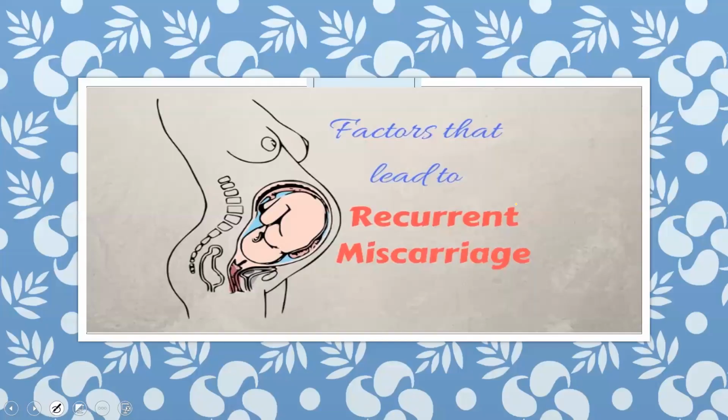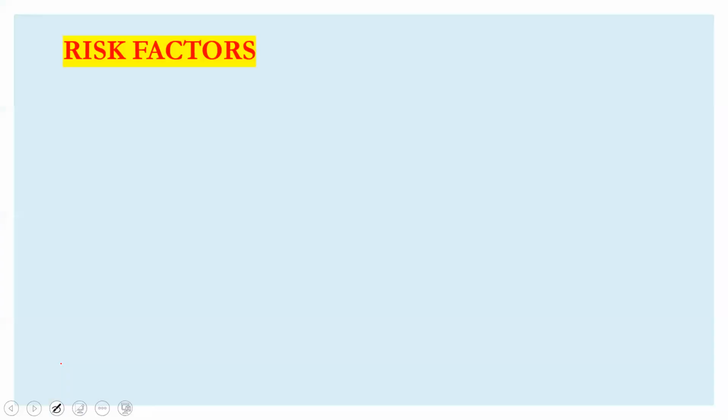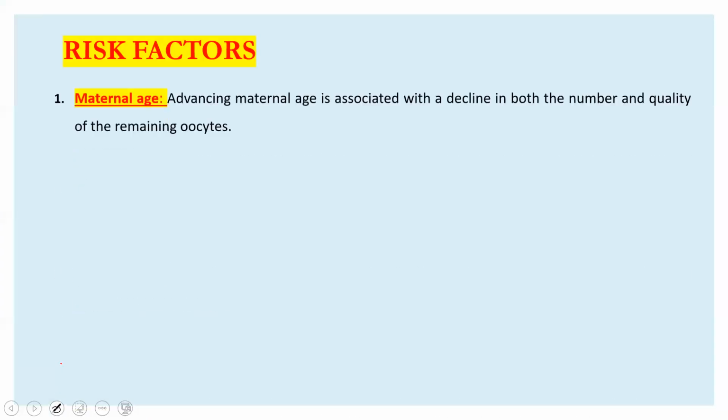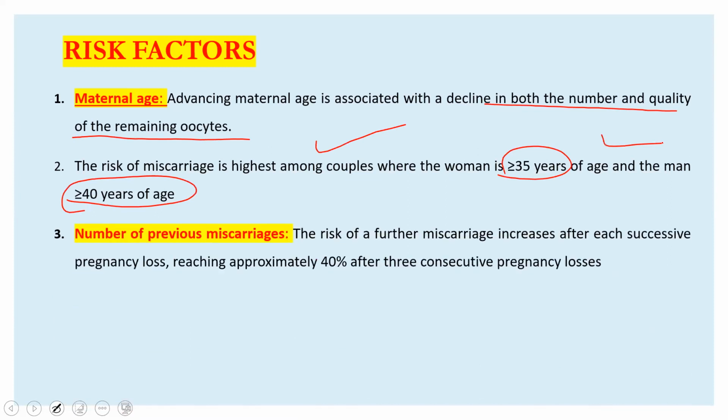Okay, so now let's take the factors that are leading to recurrent miscarriages one by one, and let's deal with them. Okay, so what about risk factors? Maternal age. We have just said that advanced maternal age is associated with a decline in both the number and quality of the remaining oocytes. Makes sense, isn't it? Then the risk of miscarriage is highest among couples where the woman is more than or equal to 35 years of age and the man is more than or equal to 40 years of age. So yeah, we have discussed it earlier. Then comes the number of previous miscarriages as well.